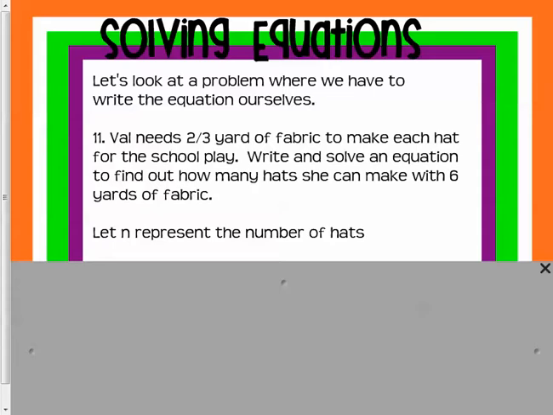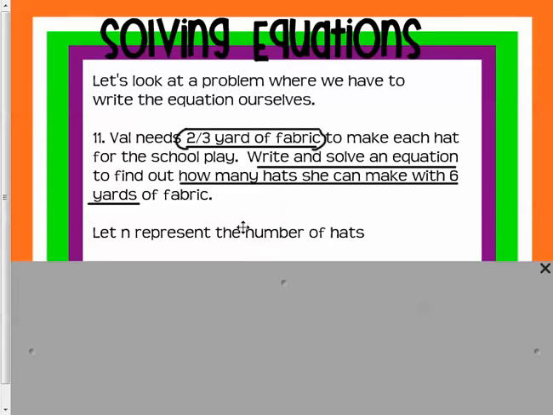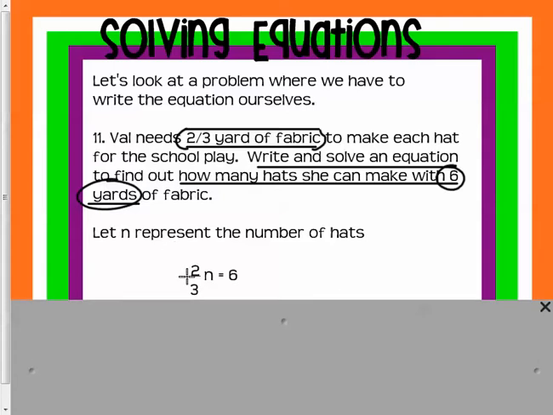Okay, over here, let's look at a problem where we have to write the equation. Val needs 2 1/3 yards of fabric to make each hat for the school play. Write and solve an equation to find out how many hats she can make with 6 yards of fabric. Okay, so we know we have this 2/3 yards, and we know each one uses 2/3 yards, and we know I have 6 yards. So 6 yards is my total. And the 2/3 yards represents the number that I need for each hat. And the N represents the number of hats.